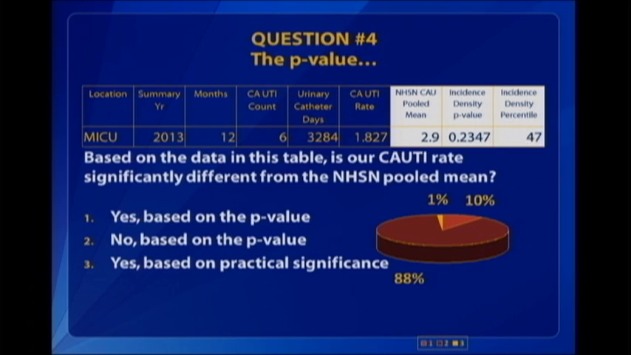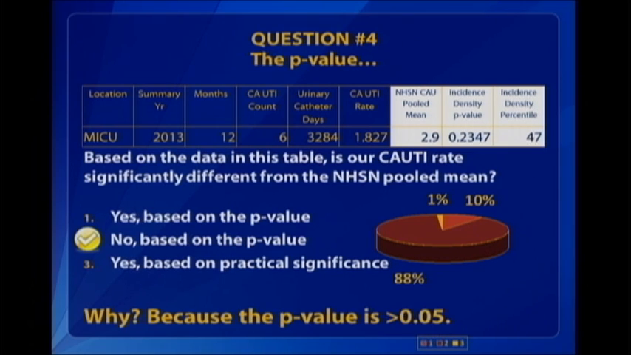All right, so 88% of you said number 2. And you would be correct. The answer is no, based on the p-value. And why? Because the p-value is greater than 0.05. Our p-value is actually 0.2347. So we would say that our rate is not significantly different from the pooled mean.